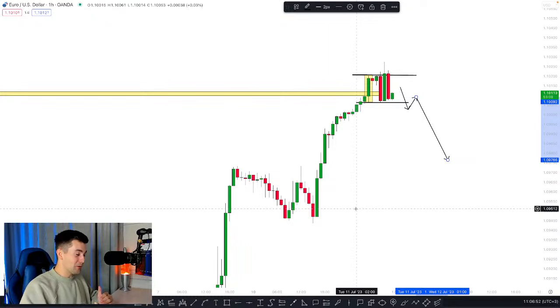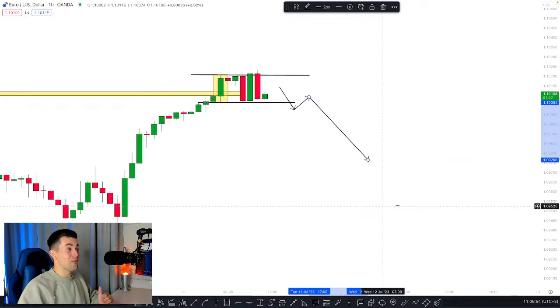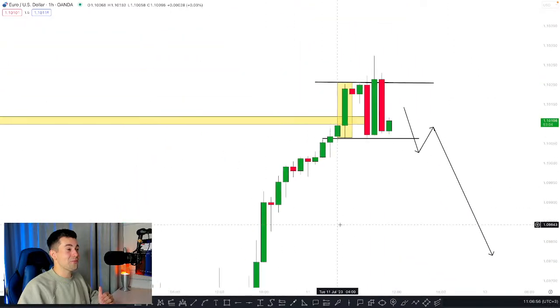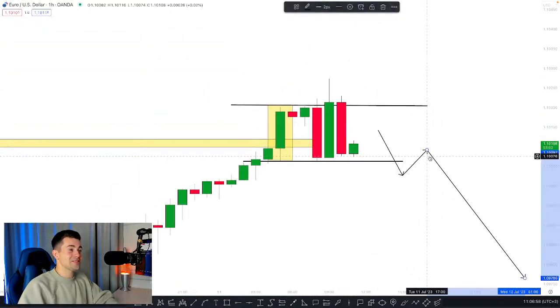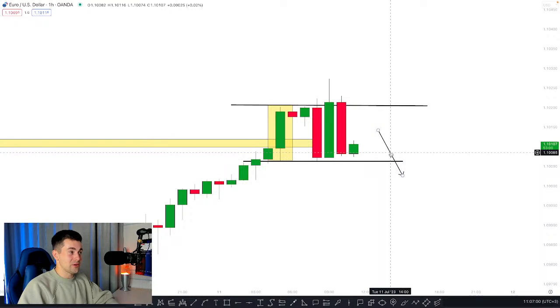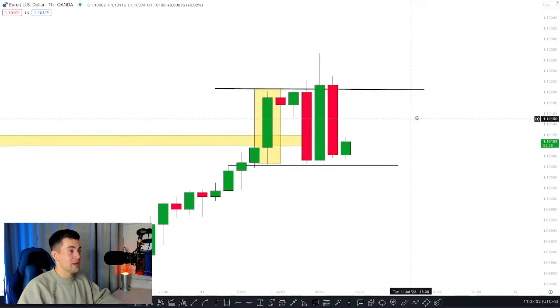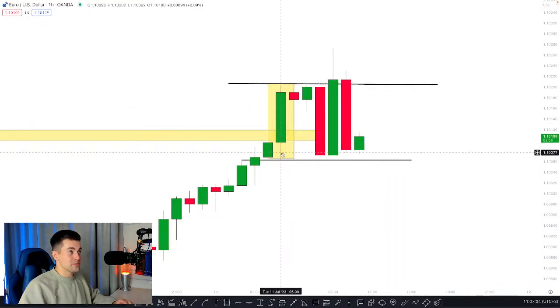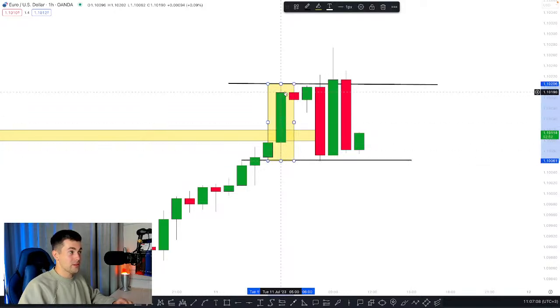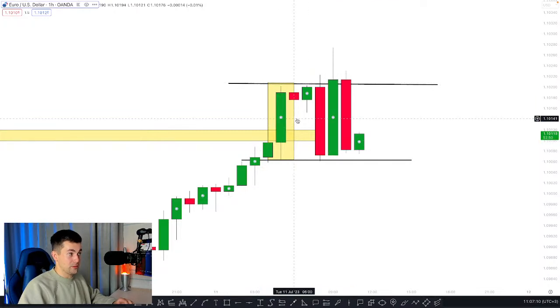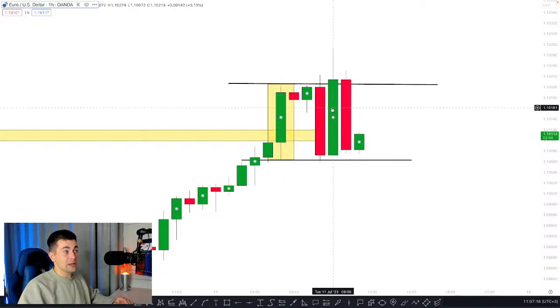So what is the mother's bar, says Miguel? The mother's bar is the first candle in the inside bar formation. So you can see that here the market formed this bullish candle, this quite strong bullish candle. And here goes the range of that candle. And you can see that then the market started to trade respecting the boundaries of the range of that candle.